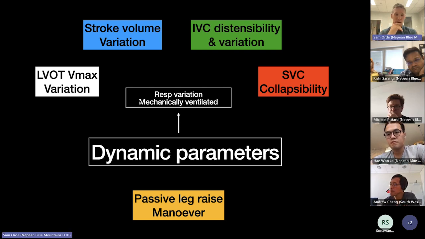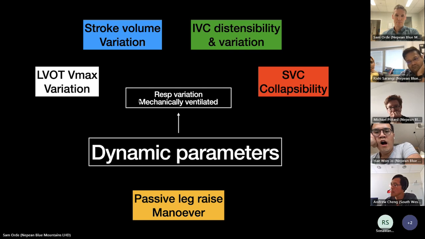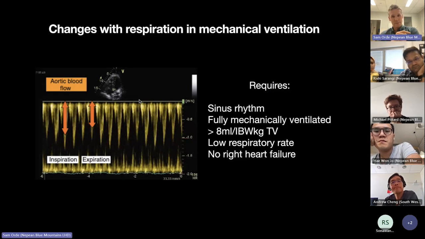The other group that I should do more than I do, because it takes a bit of time, but it's worth having a look at, and it's certainly got the best evidence, is a passive leg raising maneuver. And that's much more versatile, again not without its caveats. And I'll go through some of the limitations of both of these. Okay, so the respiratory variation is particularly looked at, except for the IVC, in patients who are mechanically ventilated. So I'm going to start off talking about that first.